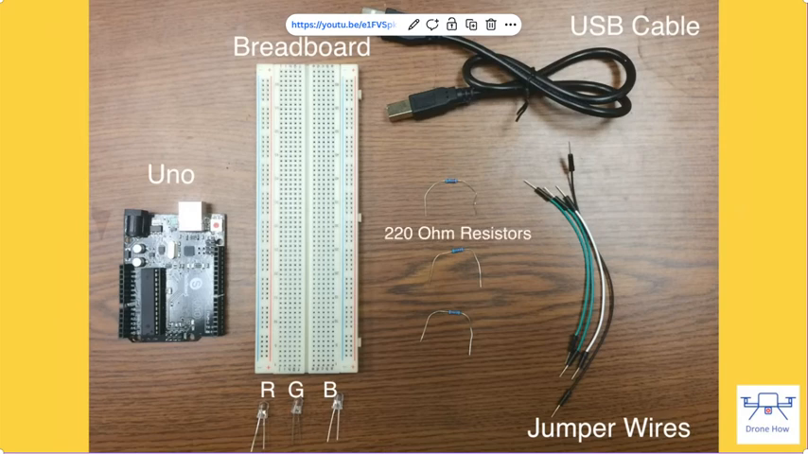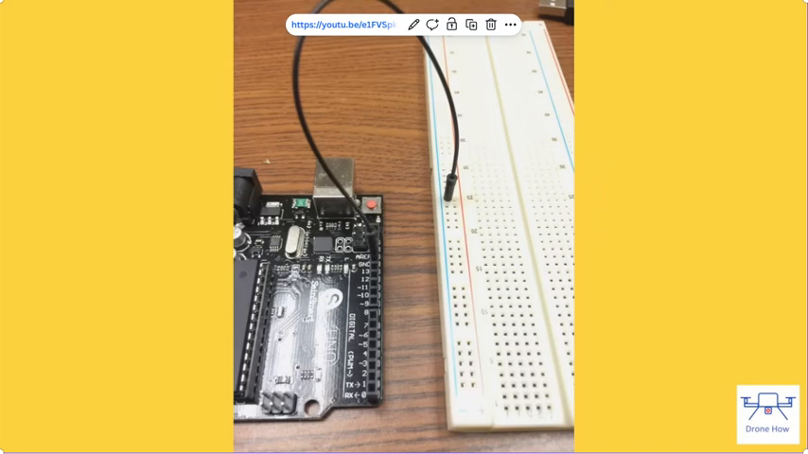Now we're using 220 ohm resistors because they seem to work the best with the LEDs we have, but you could use different resistors depending on your LEDs and your circuit. I've put a link to an inexpensive Arduino kit that contains all these components in the description below. So let's first set up the hardware. The first step is to establish a common ground.